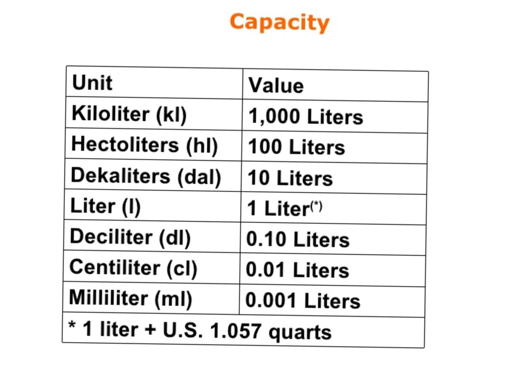So just like before, with liter as the main, the middle measurement, kiloliter equals 1,000 liters, hectoliter equals 100 liters, dekaliter is 10 liters, deciliter is 0.10, centiliter is 0.01, milliliter is 0.001.